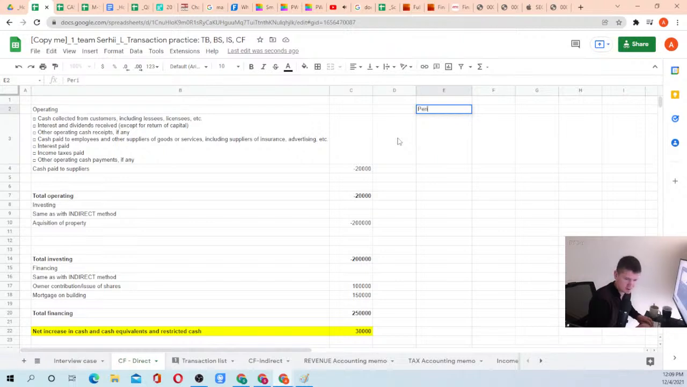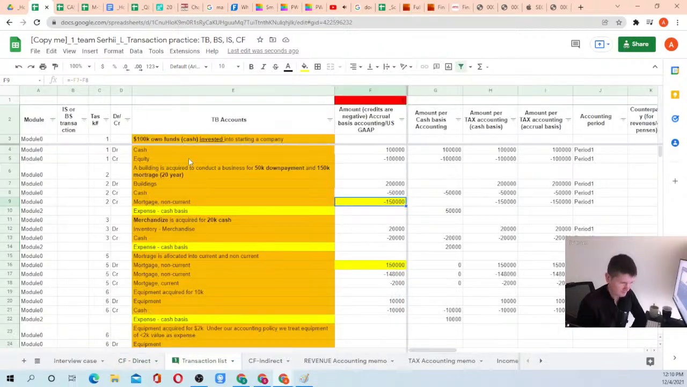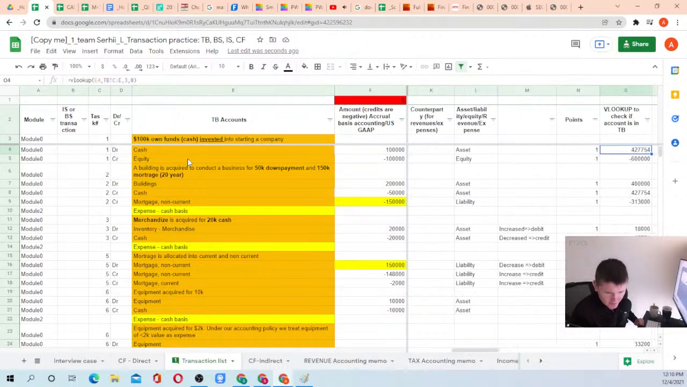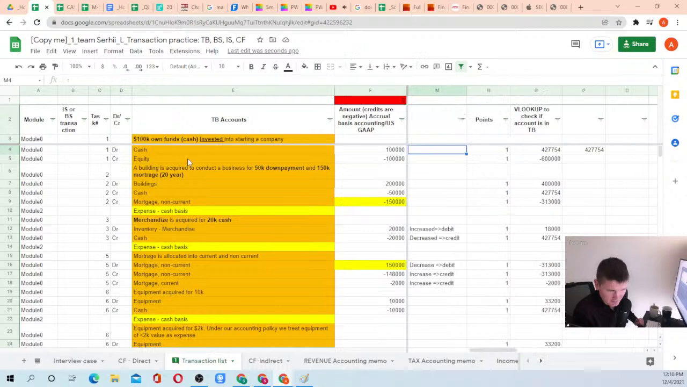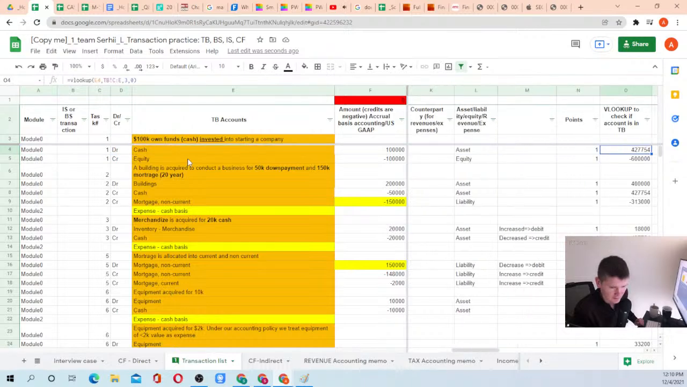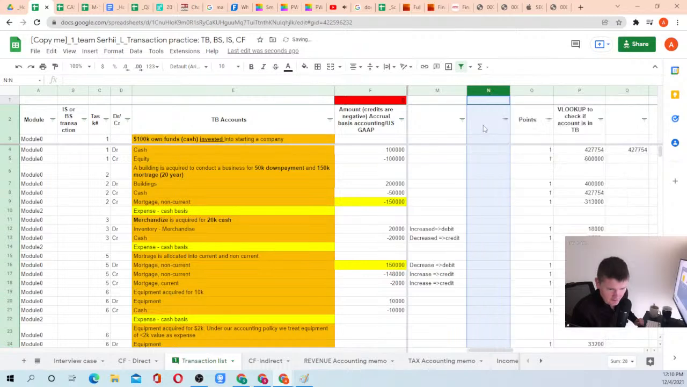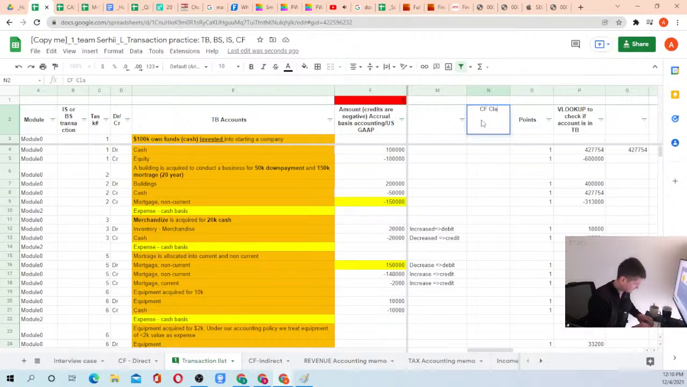So let's start. Period 1. Okay. So let's see where I have a classification here. I will probably go this way, and I will insert a column and say cash flow classification direct.